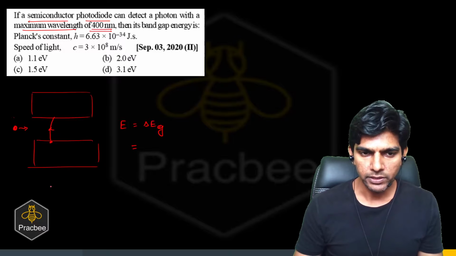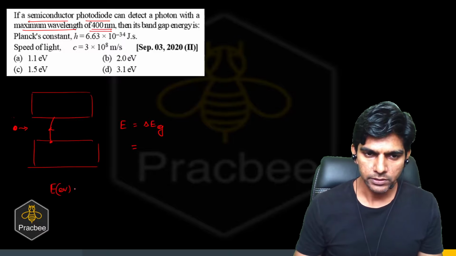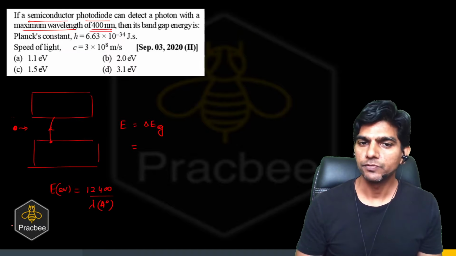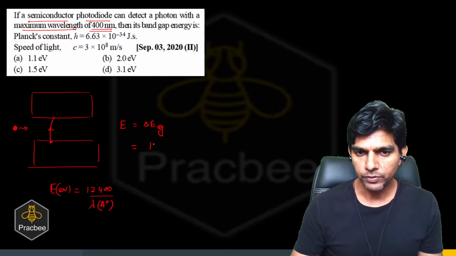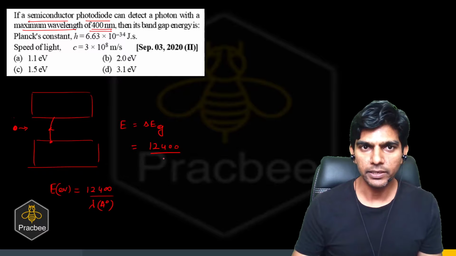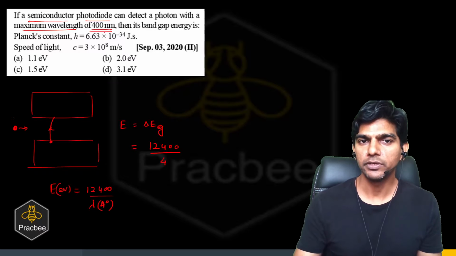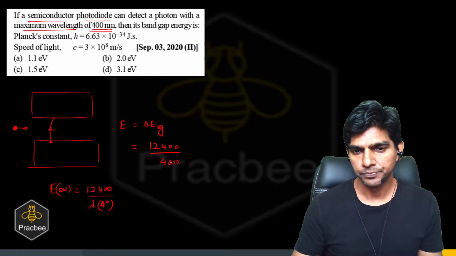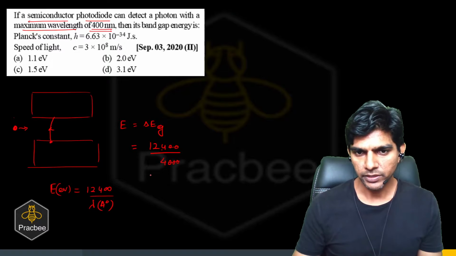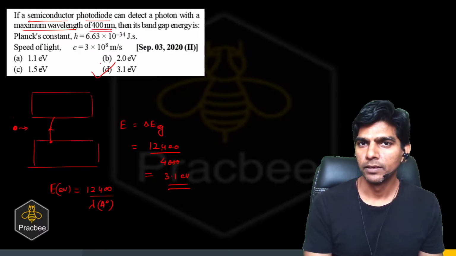So do you remember this formula? The energy in electron volt is 12400 divided by the wavelength in angstrom. If we use this formula, we can find the energy of the photon in electron volt, which will be 12400 divided by the wavelength in angstrom. 400 nanometer is nothing but 4000 angstrom. So we are getting 3.1 electron volt, and that is the answer to this question.